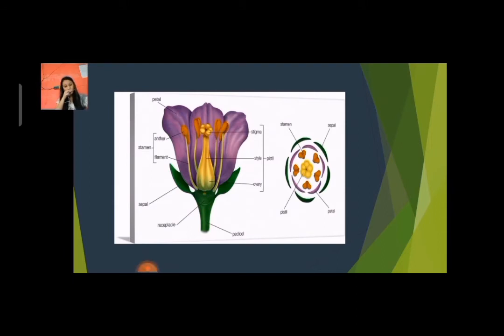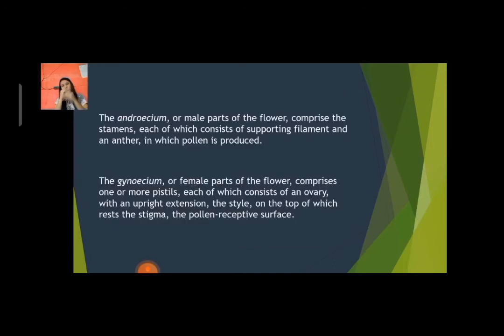Ovary, the pistil that holds the egg awaiting fertilization, becomes the fruit. Style, the passageway for pollen. Next is the stigma, a sticky bulb that catches pollen grains. Pistil is the female part of a flower. The androecium or male parts of a flower comprise the stamens, each of which consists of a supporting filament and an anther in which pollen is produced.